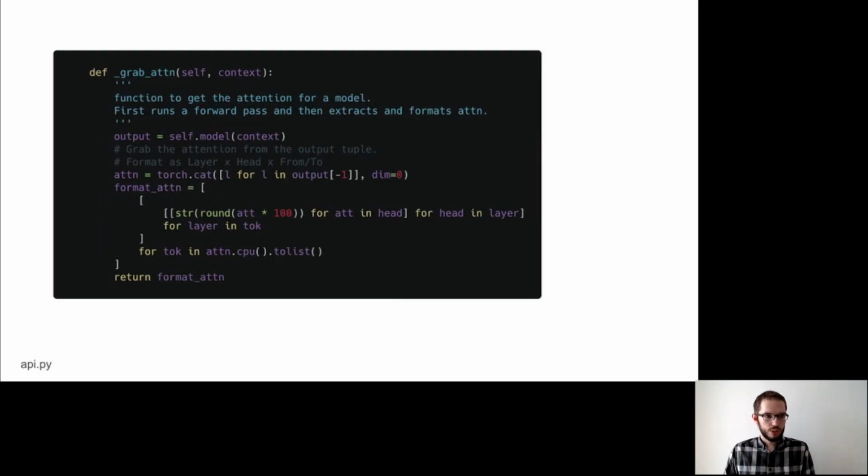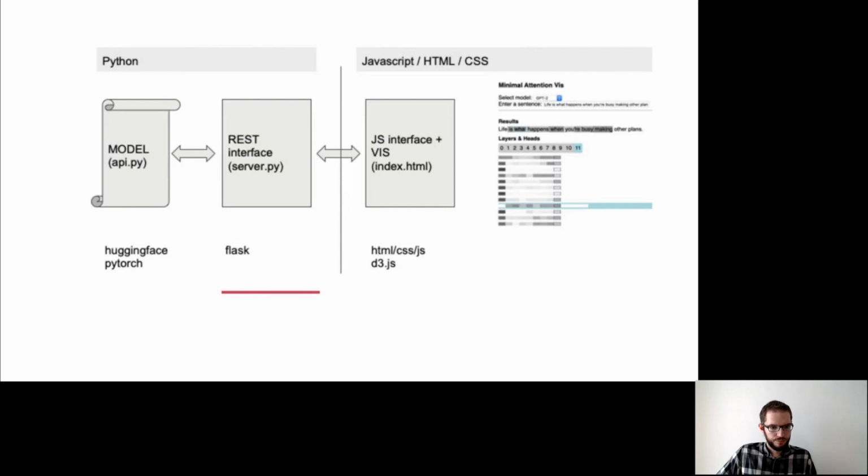In the grab attention function, we simply run the forward pass of a model to get the output. We concatenate all of the different layers, and then we're formatting it in the correct way. In this case, we have decided to use a string representation of the rounded attention value for each of the attentions, which is not corresponding to our API, which defines float32 objects. So clearly, something in the API definition needs to change to adjust for this change.